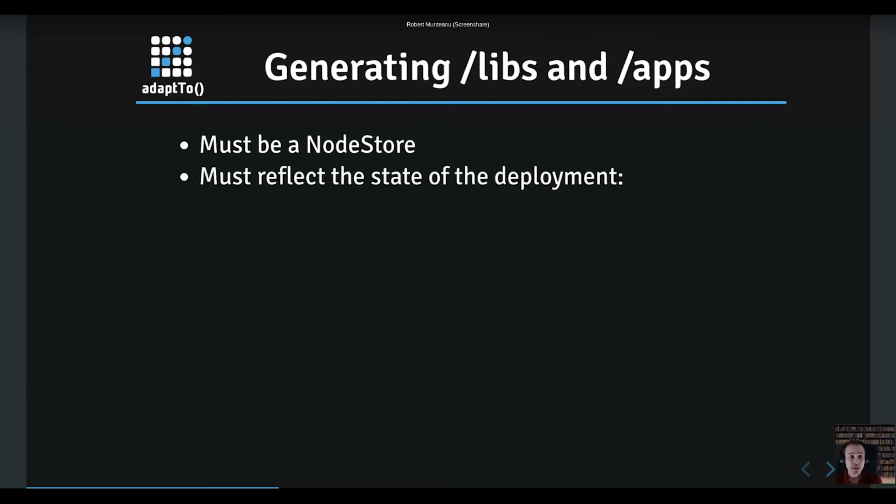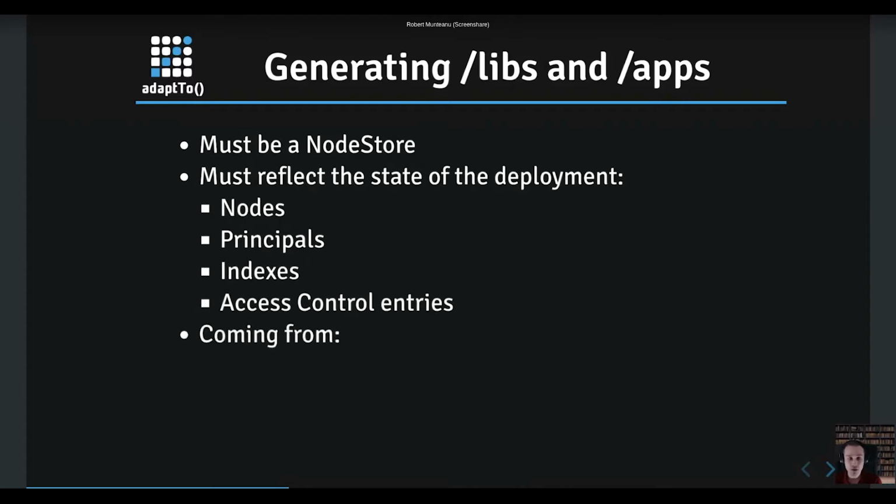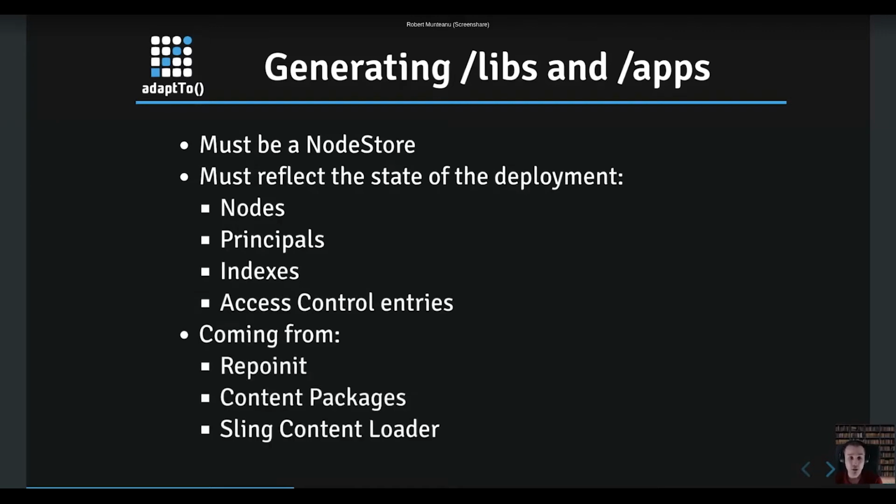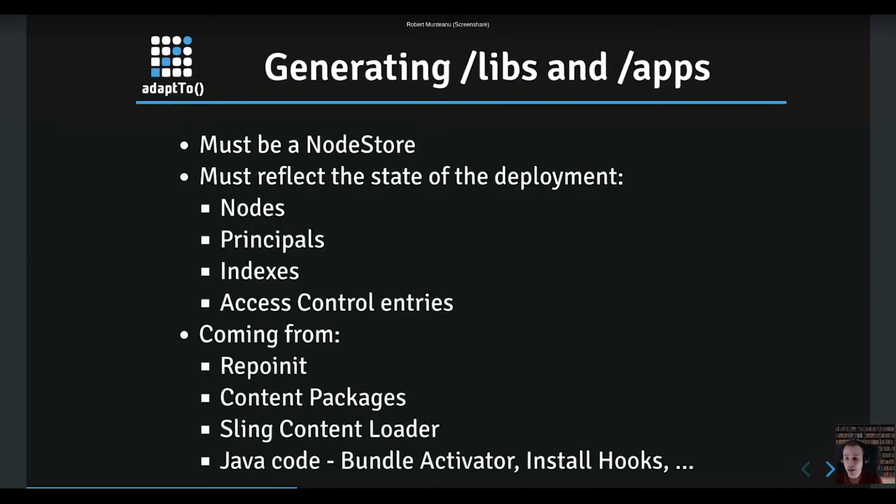And they must reflect the state of the deployment as represented by nodes, principals, indexes, access control entries. And they can be coming from various sources: repo init, content packages, Sling content loader, and even Java code like bundle activators, install hooks, various components at runtime, which is a pretty complicated thing to do if you sit down and think about all the things which you need to take into account.